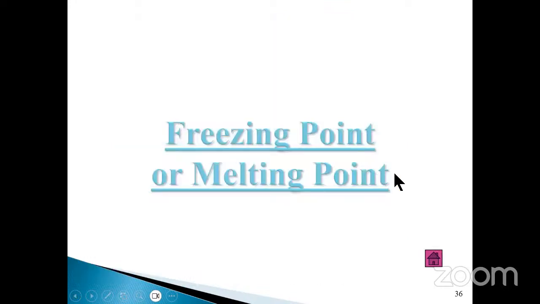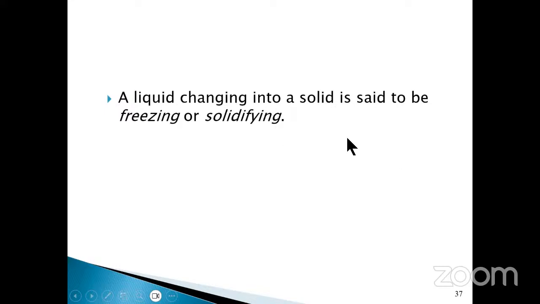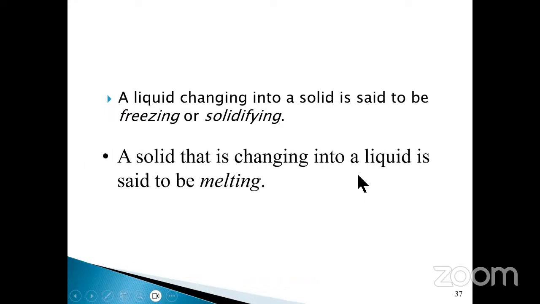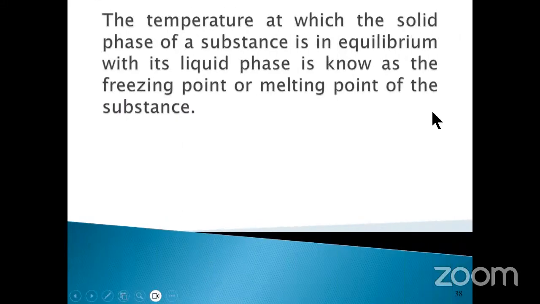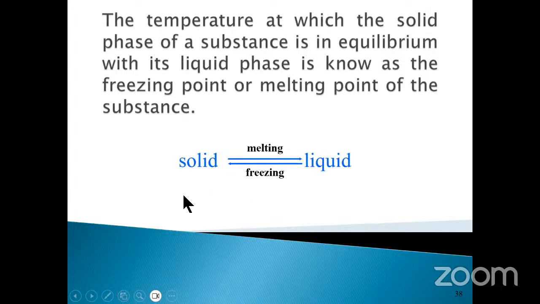Okay, let me talk about freezing point, which is the same thing as the melting point. So basically, freezing is where you have the solid being formed from a liquid, and melting is the opposite, right? They both occur at the same temperature. And that temperature is known as the melting point, where you have an equilibrium between those two states, right? So in other words, you have this back and forth taking place between the solid and the liquid, right?